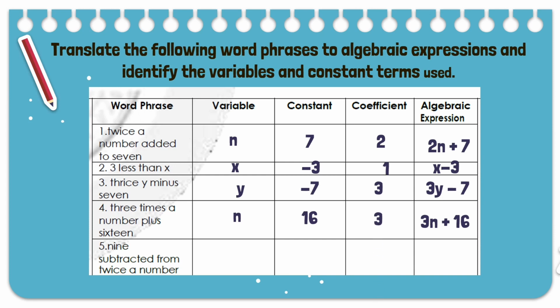Next, number 5. 9 subtracted from twice a number. So, yung 9 ang binawas doon sa twice ng number. So, gagawin natin, ang ating magiging subtrahend dyan is yung 9, diba? Then, dahil siya ang binawas doon sa twice ng number, kaya pag tinranslate natin siya sa algebraic expression, this will become 2n minus 9. Ang ating variable ay n. Ang constant is negative 9 and the coefficient is 2.